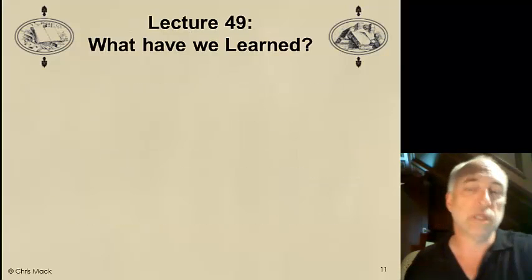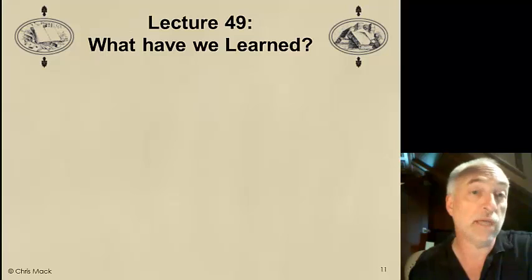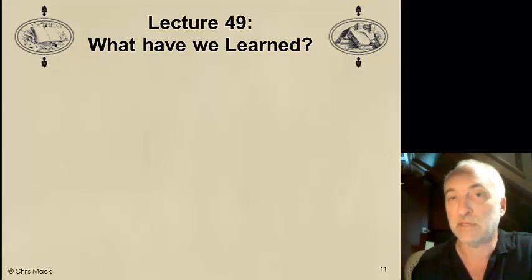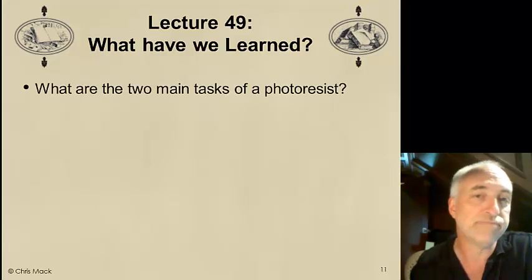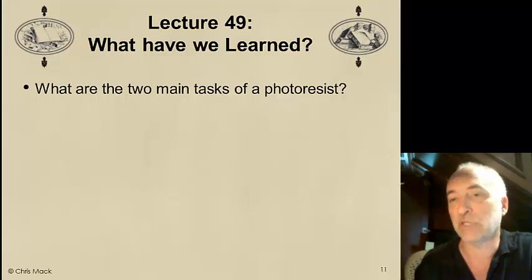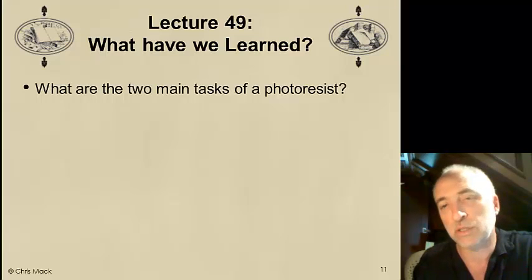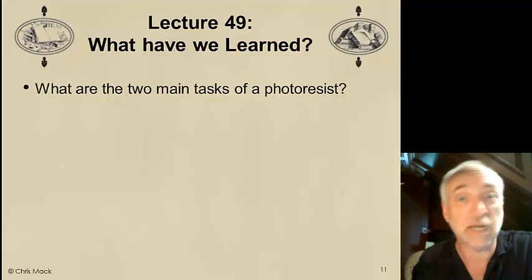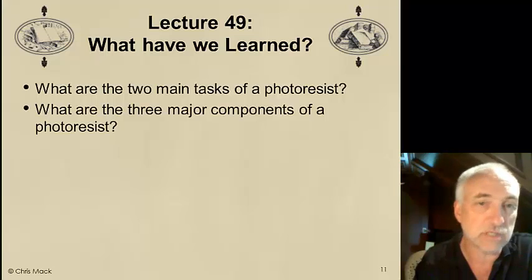All right, what have we learned in Lecture 49? As always, you should be able to quickly and easily answer these questions. If not, you need to go back and review some of the material. What are the two main tasks of a photoresist? Of course, there are more than just two. You might also think, how many of the other tasks can I recall? But first, what are the two main tasks of a photoresist?